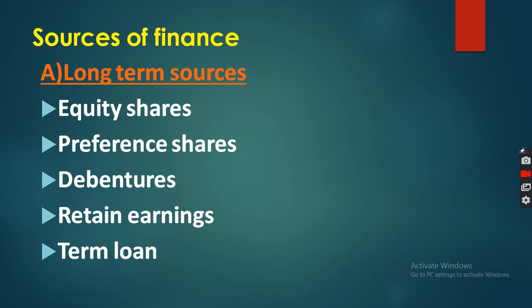We already discussed the advantages and disadvantages. Equity share is known as the owner's fund. Generally, on equity share, dividend is not compulsory. If the company earns profit, then the company has to pay dividend. If the company suffers a loss, then there is no responsibility or liability on the company to pay dividend. So dividend on equity share is not compulsory.